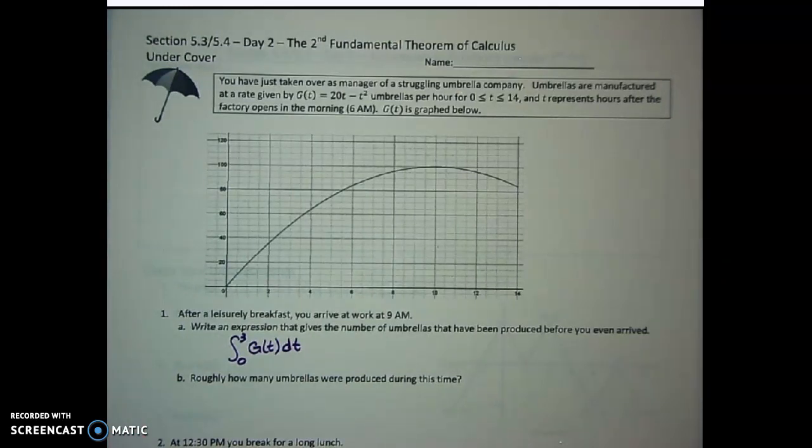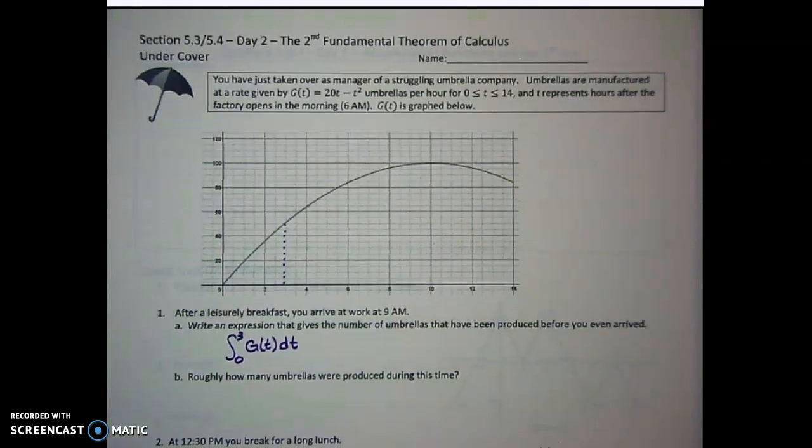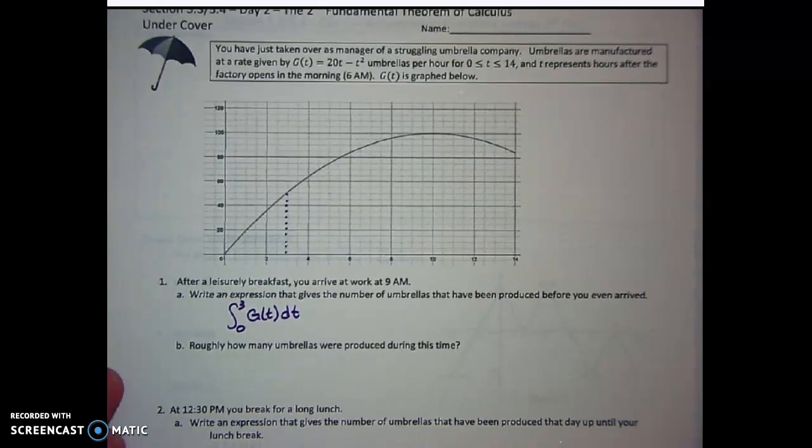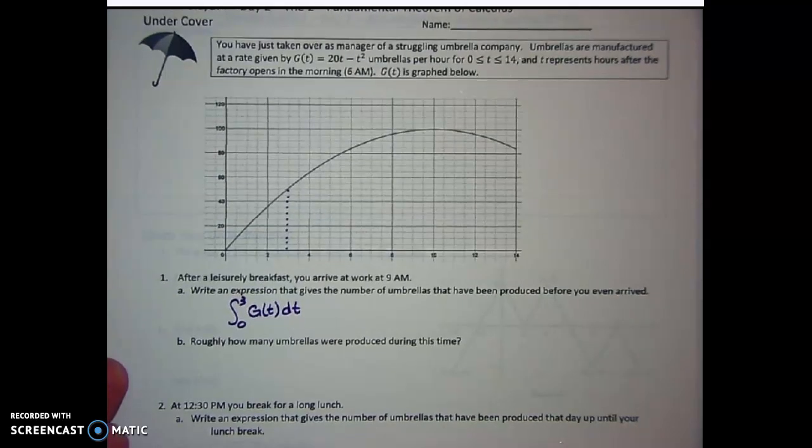Roughly how many umbrellas were produced during this time? So I'd like you to pause the video and use any method that we've used so far, or if you can come up with a new method, to find the area, how many umbrellas were produced from 0 to 3 hours. So we've talked about rectangles, left endpoint and right endpoint rectangles, midpoints, and trapezoids.